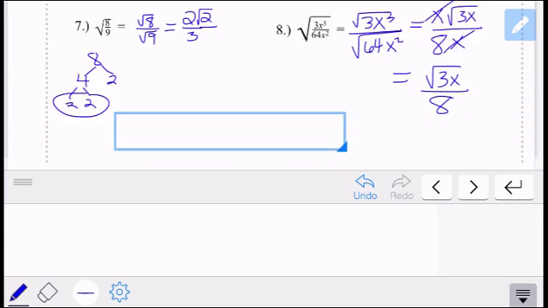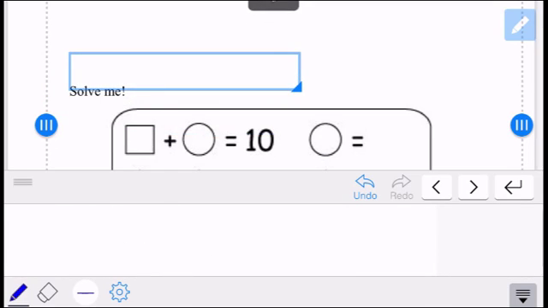All right, you've got a cute little puzzle down at the bottom if you want to give that a shot, see if you can solve it. Otherwise, you're done with the lesson for today. Work on your assignment and good luck.